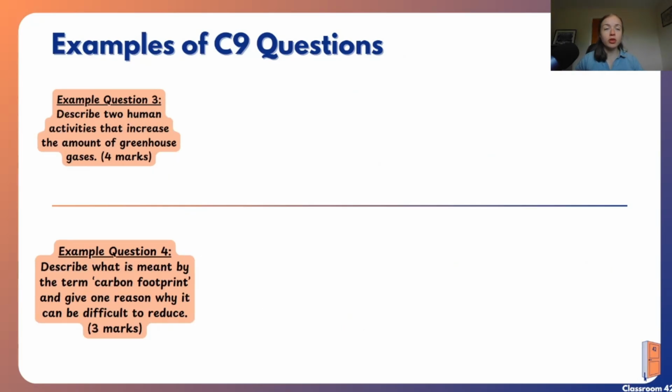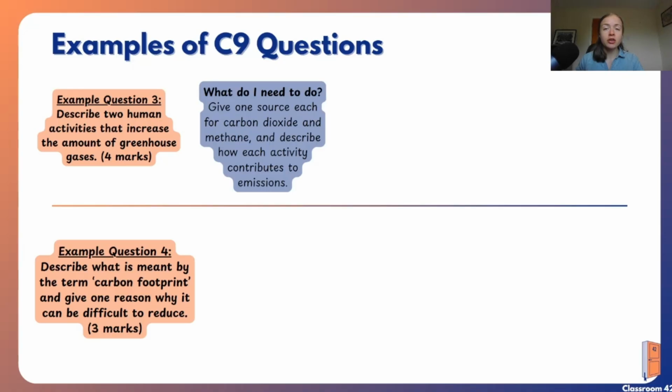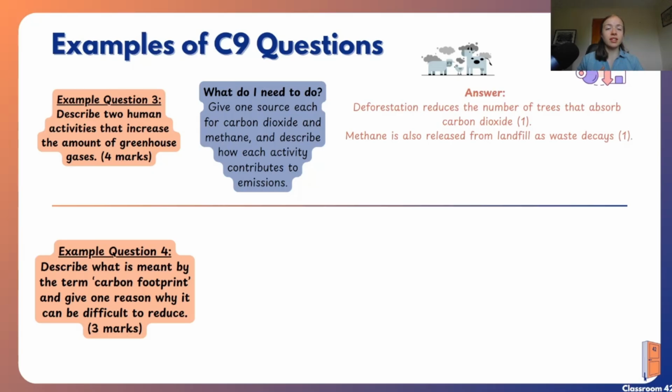So question 3 is moving on to our global climate change part of the topic. So describe 2 human activities that increase the amount of greenhouse gases. So for this question, I would probably stick to giving one source of each, carbon dioxide and methane, just to help me separate my answer a bit, and describe how each activity contributes to emissions. So I would say something along the lines of deforestation reduces the number of trees that absorb carbon dioxide, and methane is also released from landfill as waste decays. So we've identified the greenhouse gases and described a way that they are released.